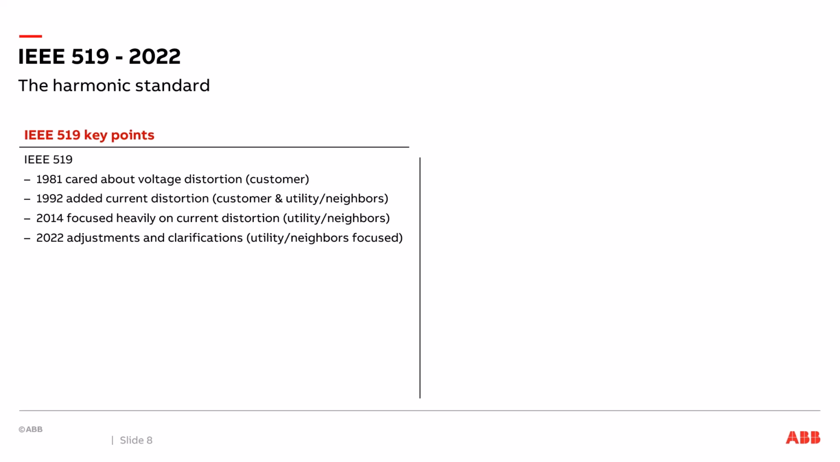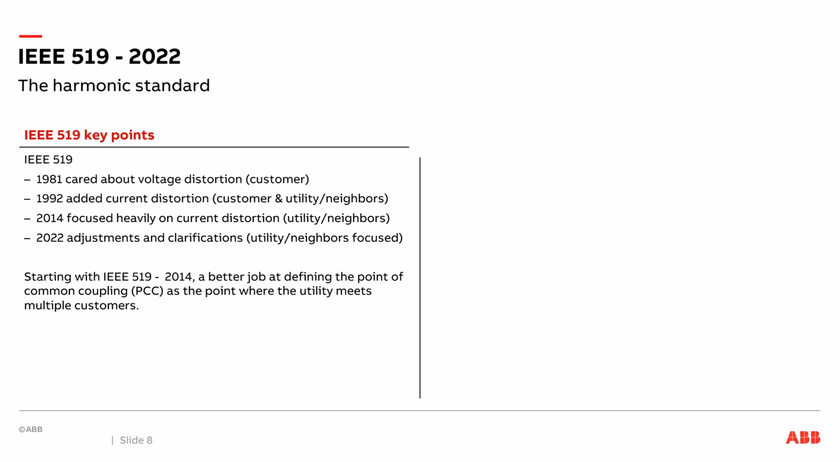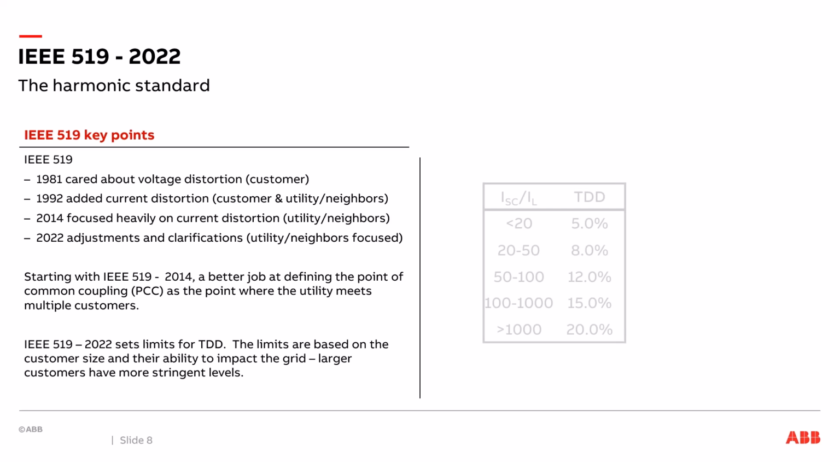2022 made some updates, made it a little bit more modern, kind of prepping yourself for those alternate energy sources like solar and things of that nature. But for the conversation today, there's nothing really in 2022 that impacts it greatly for what we're talking about. One thing to give props to 2014 on is it did a better job on identifying the point of common coupling, the PCC. That's the point where the utility meets multiple customers. So you don't measure harmonics all different places throughout your building and then apply the IEEE 519 standard to those different points. It's really where the utility feeds you as a unique customer. That's the point of common coupling. And that's where these other standards really apply.